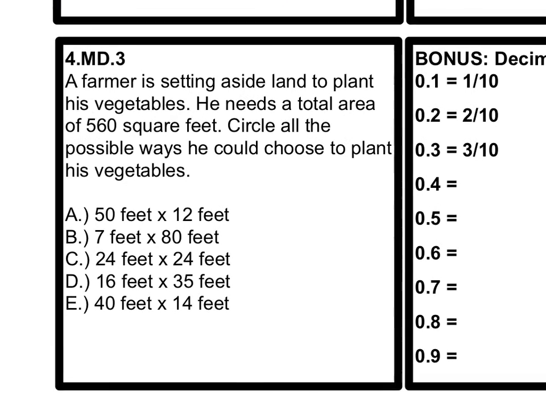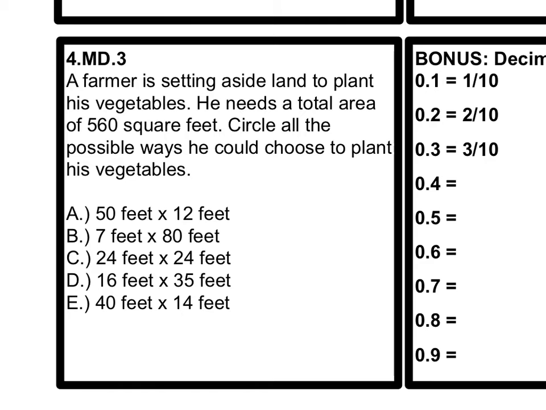A farmer is setting aside land to plant his vegetables. He needs a total area of 560 square feet. Circle all the possible ways he could choose to plant his vegetables. So one thing we need to realize right away is he needs a total area of 560 square feet. What that means is down here when you have your A, B, C, D, E, we're looking for which ones equal 560 square feet. So all we have to do is multiply and see which ones equal that number.